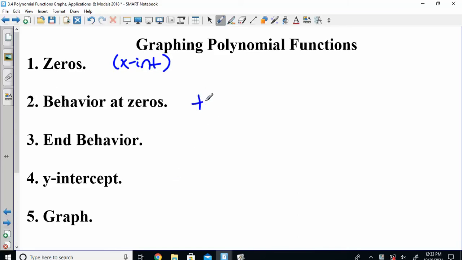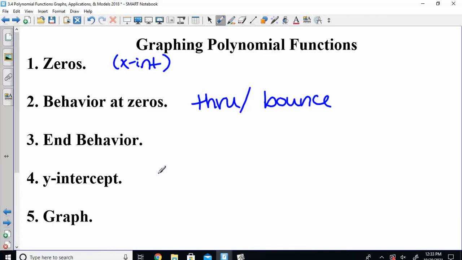Okay, the behavior at the zeros. That's asking you, is it going to go through or bounce at each? Remember, what makes it bounce? Even multiplicity: squared, fourth, sixth, and so forth. If the multiplicity is odd, it will just go through. End behavior, that's determined by the leading term. We know odds look like the chair, evens look like a parabola.